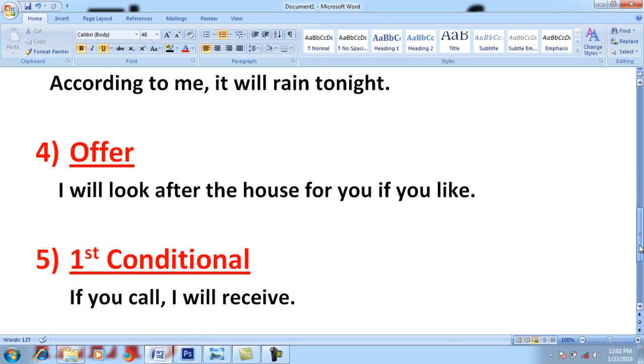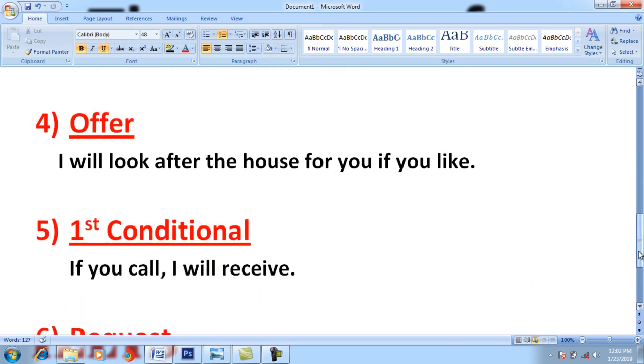Offer. Will you can use for offer. Whenever you offer someone and you want to do something for someone, in that case you can use will. For example, I'll look after the house for you if you like. So now I offer the person that if the person is interested, I can look after the house. I can take care of his or her house.